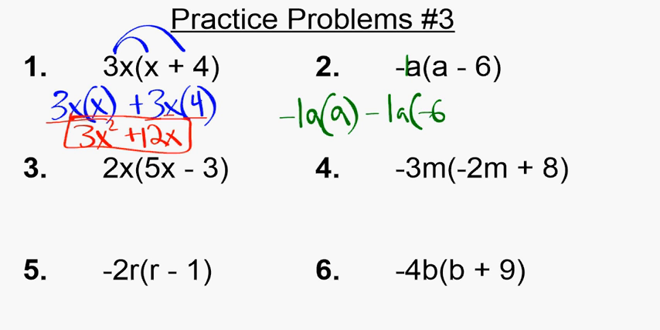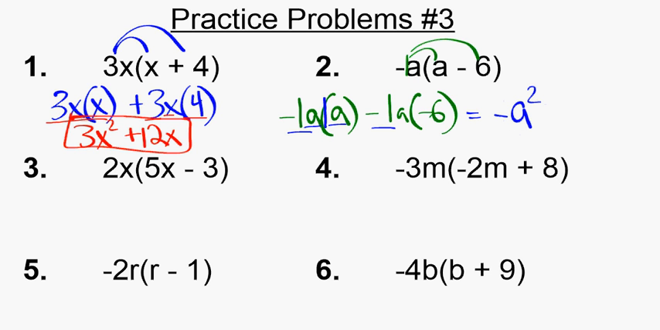Here, this is like a negative 1a, so we've got negative 1a times a minus 1a times a negative 6. So we're going to get negative 1 times another 1 is still negative 1, and the a times a becomes a squared. Now, coefficients of 1 do not need to be written, so we could leave it as negative a squared.